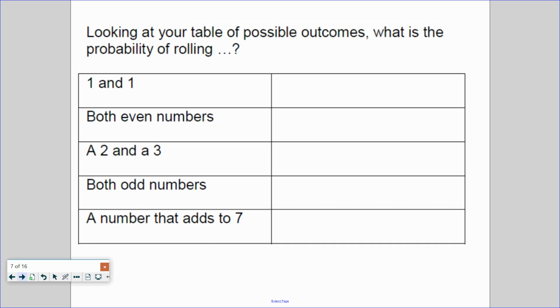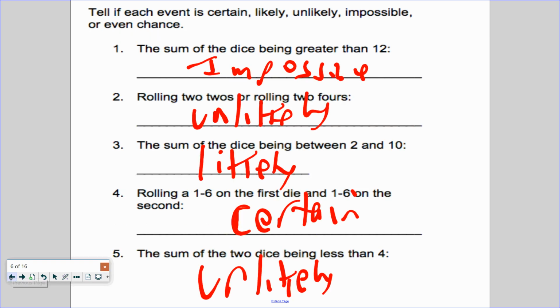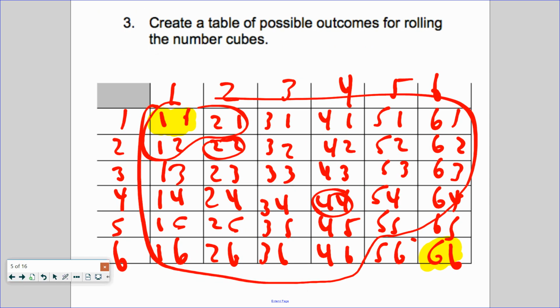So now you are going to actually find out the numbers without using descriptive words. What are the chances of getting a 1 and 1? It's 1 out of 36 chances. If you look at this table, 1 with 36 chances here, 1 out of 36.